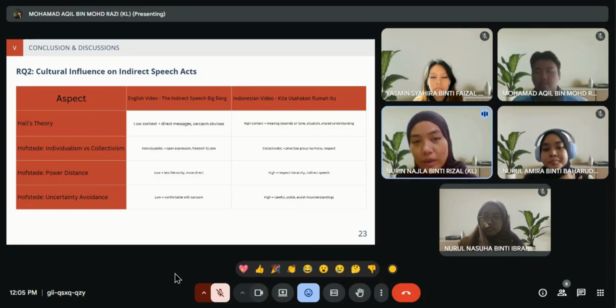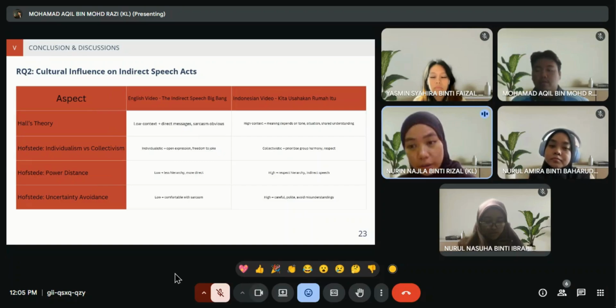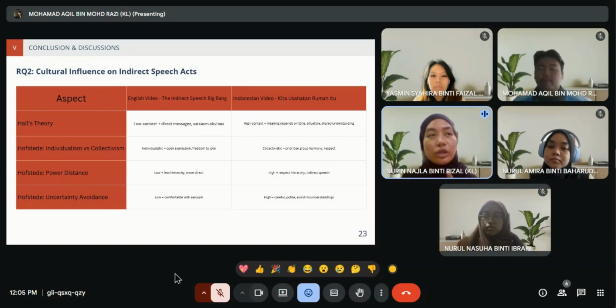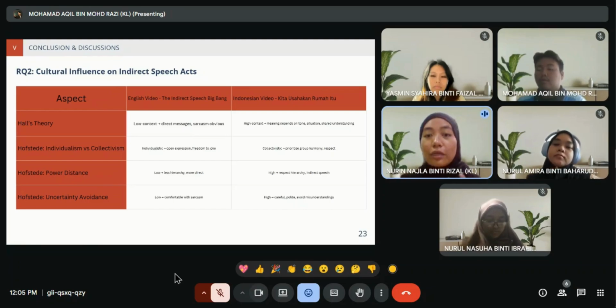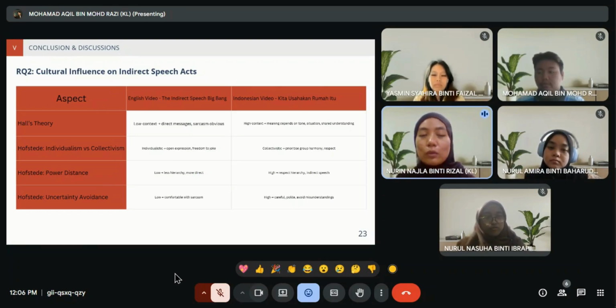In contrast, the Indonesian video shows high context communication. The meaning depends on tone, situation, and shared understanding. Hofstede shows a collectivistic culture with high power distance, where people communicate politely and indirectly to maintain harmony. They also have higher uncertainty avoidance, which makes them more careful in how they express their thoughts and ideas. Overall, culture shapes not only how people speak indirectly, but also why and when they do it. So the English video uses indirectness for humor, while the Indonesian video uses it for politeness. Next slide.